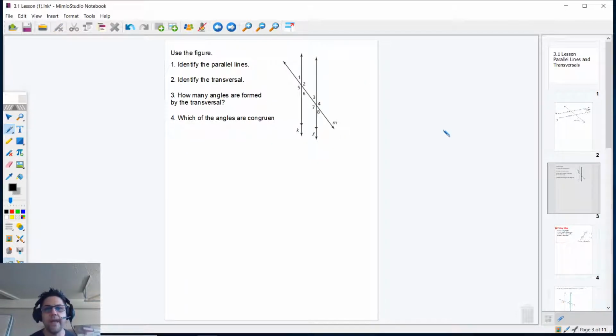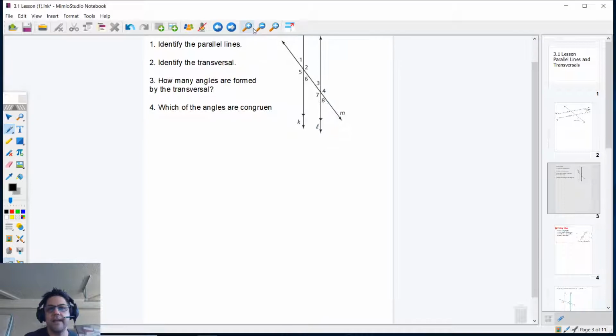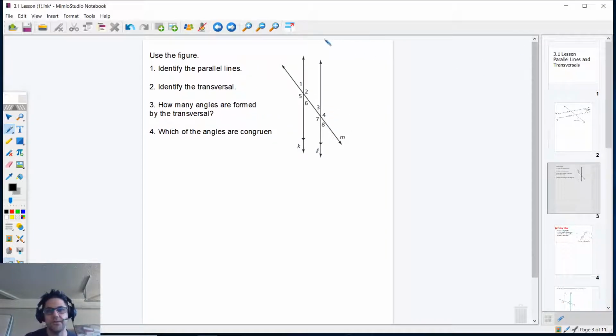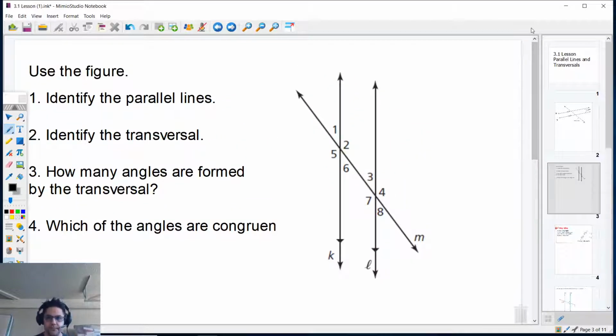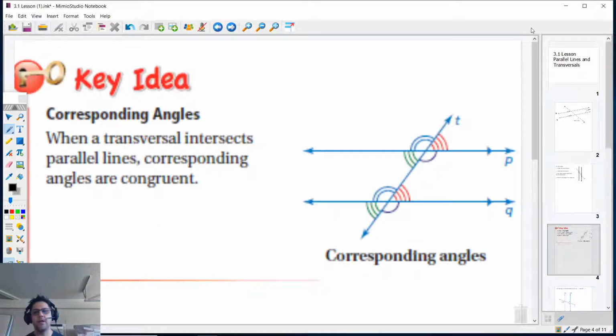Now, when we have our parallel lines, they will create eight angles, and we can match them up with certain terms. The terms are really quick, and the assignment that you have for Wednesday should take you less than 5 minutes to complete because, again, we're going to look at them.